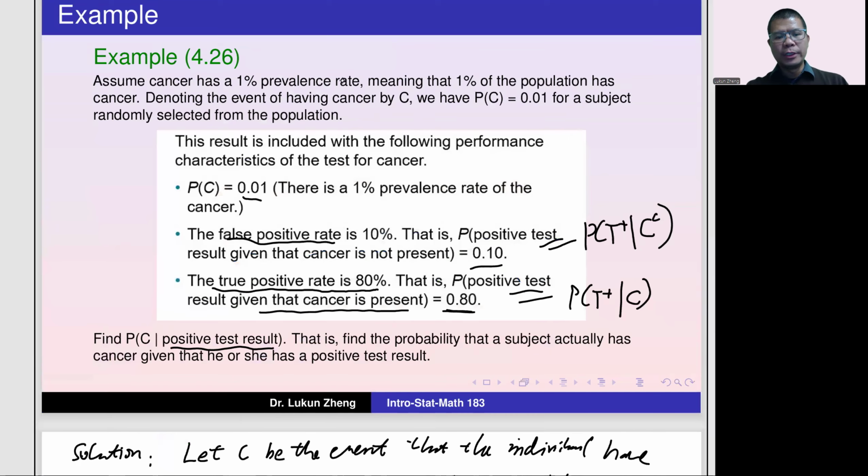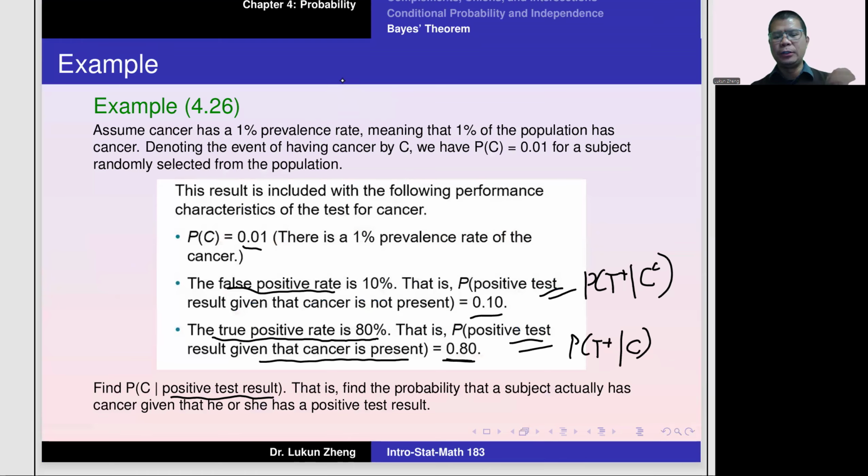Now, again, this example is very interesting. It's about a 1% prevalence rate for a screening test. So this is also a very interesting example.